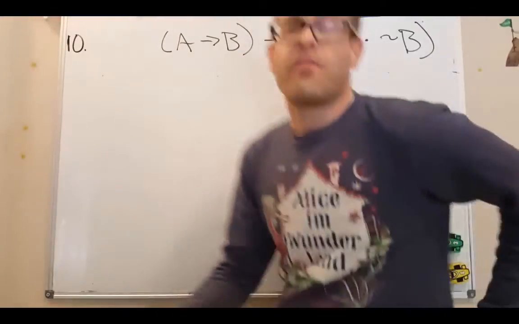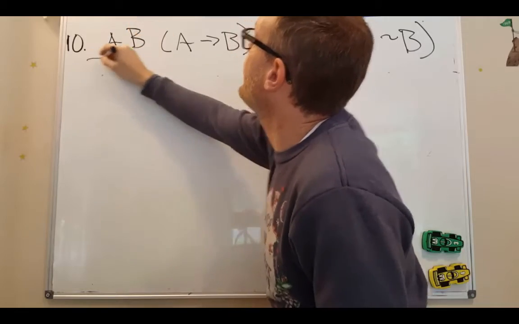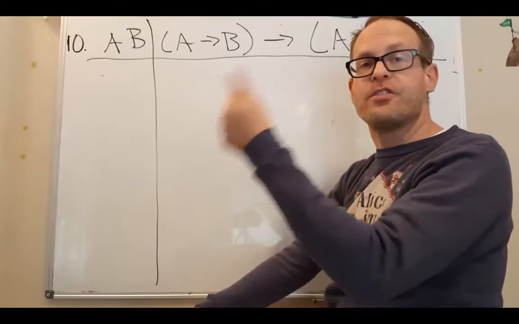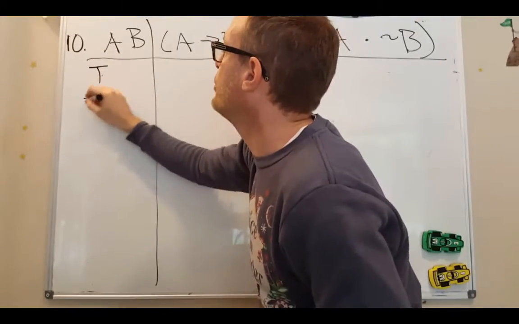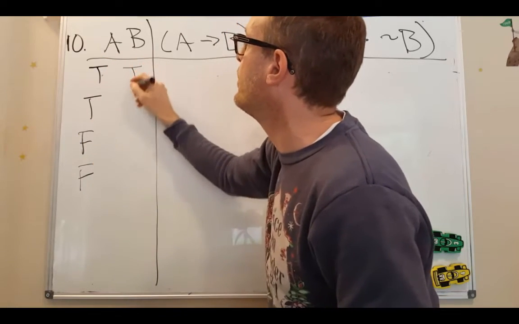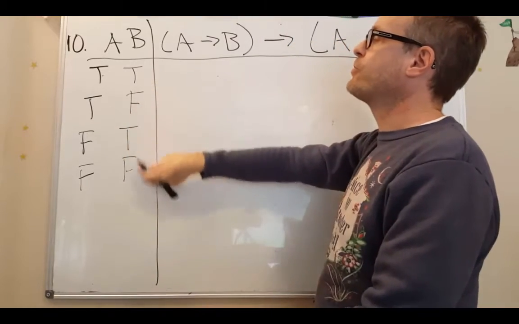All right, you guys, we're going to cover problem number 10 kind of quickly here. So remember, I've given you the instructions that I want you to tell me whether this is tautologous, self-contradictory, or contingent. So fill out your rows. We have 2 letters, which means 4 rows. So we divide them 2 true, 2 false. And then as we move over one column, we alternate true, false, true, false, true, false.